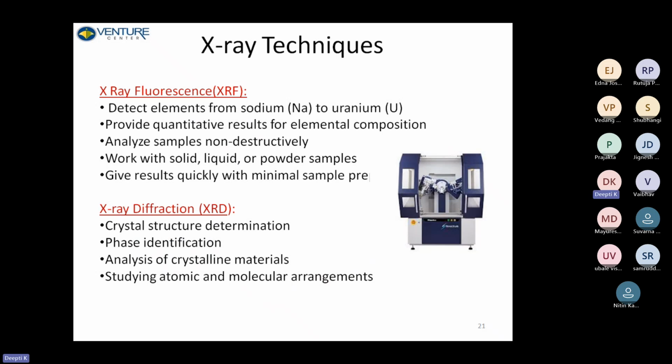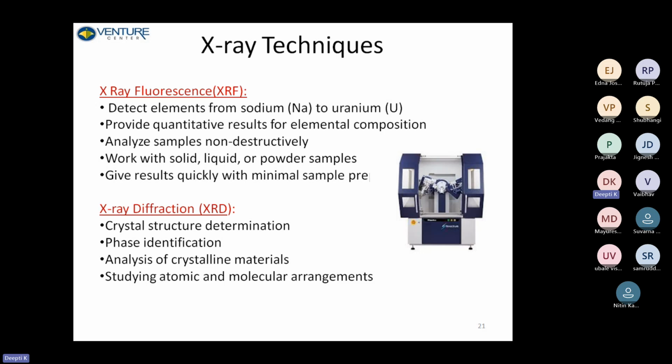There are two techniques that are commonly used. We have an XRF machine and we have an XRD machine. XRF is specifically designed for elemental analysis. It directly measures the concentration of elements in a sample by detecting the characteristic X-ray emissions. It is usually used for elements above sodium in the periodic table. Right from sodium to uranium, all elements can be determined.